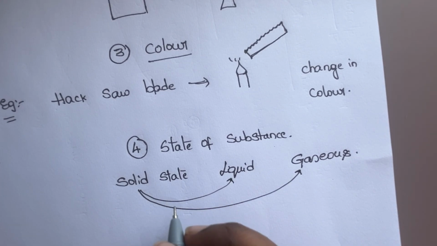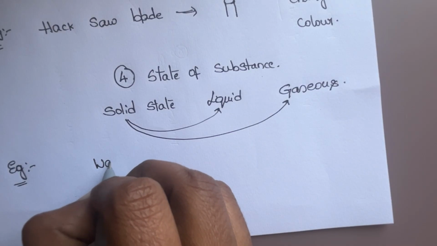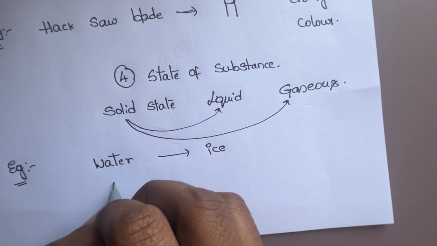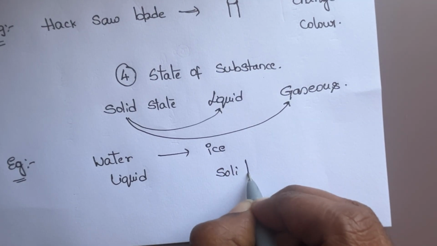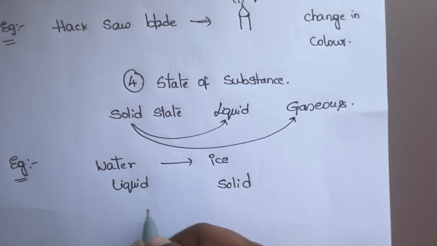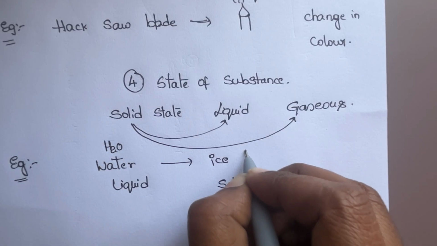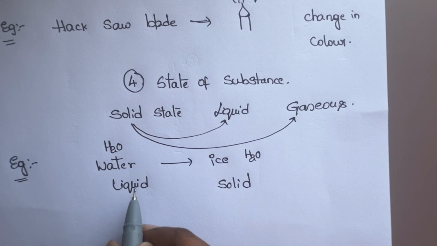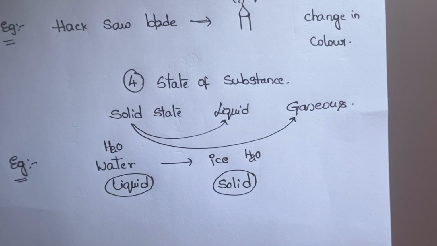Say for example, we have water into ice. In this, water is a liquid, but ice is solid. So what happened in this? Water is a liquid, ice is solid, but both are nothing but H2O only. Ice is also H2O, water is also H2O. There is no change in chemical composition, but the only change is that water changes from liquid state to solid state. This is also an example of physical change.